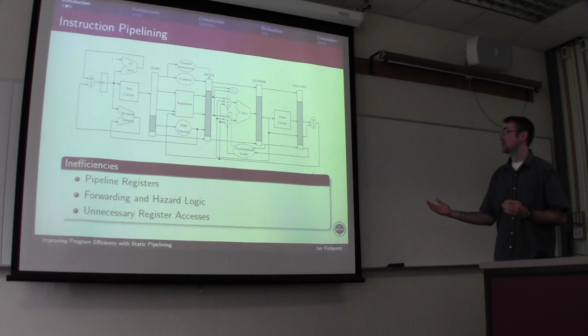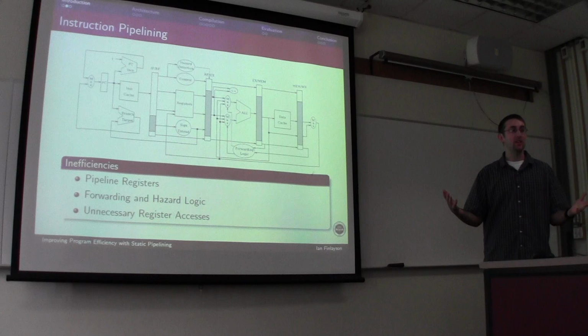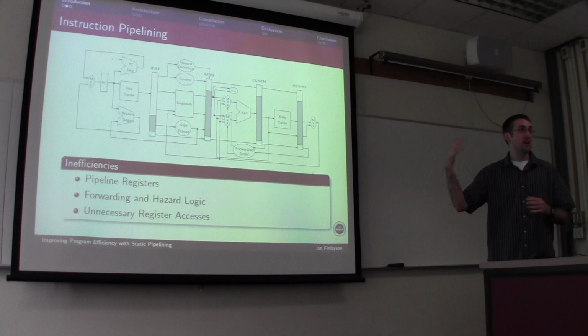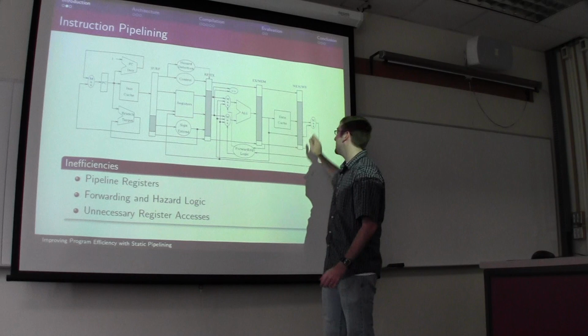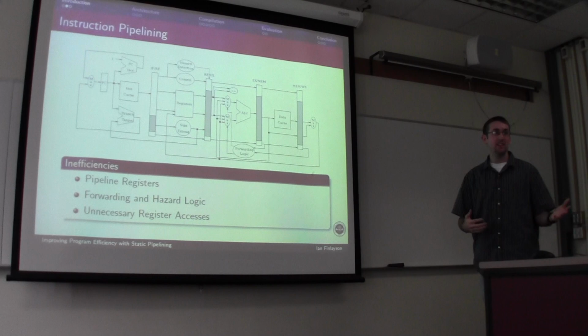We also have the introduction of forwarding and hazard logic because in a pipeline, we have these data hazards because an instruction that's calculating a value might not be finished calculating by the time we need it for the next instruction. So we have this forwarding logic to copy things back from later stages to earlier stages, which is expensive to do in hardware. We also have this hazard detection up here to check when we can or cannot even issue an instruction.